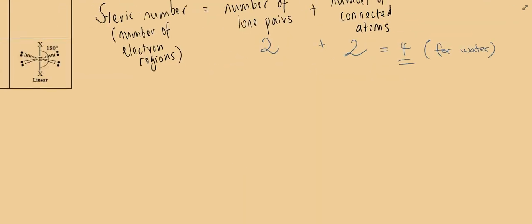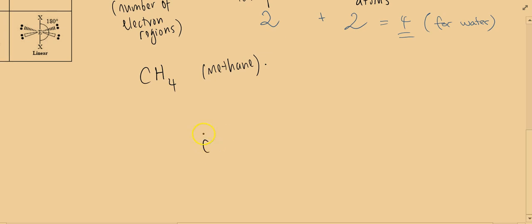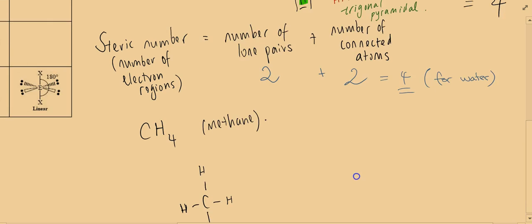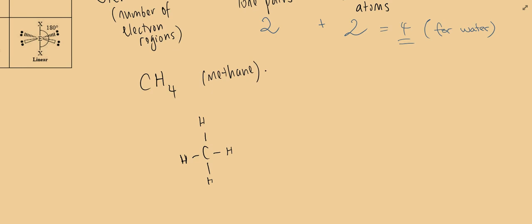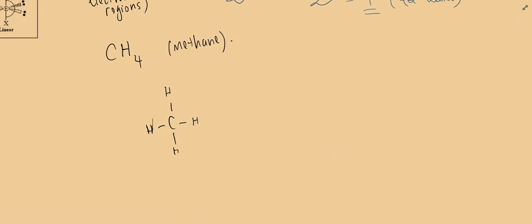Let's do another example. So we have CH4, methane. Now, have a go at drawing the electron dot structure, so maybe pause the video to give yourself a chance to practice that. And methane will have a structure like this. Okay. Now, if we're going to use VSEPR theory to work out the 3D geometry of methane, we're going to do everything that we did before. Work out the steric number, work out the number of lone pairs. Then we can figure out the 3D geometry.